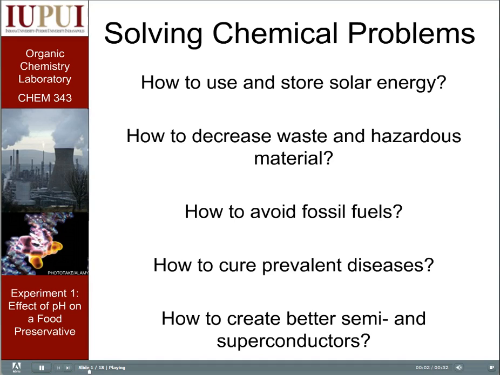Welcome to the first experiment in C343. This experiment is going to be on the effect of pH on a food preservative. So everything that we're doing in this lab and in organic chemistry in general is solving chemical problems.